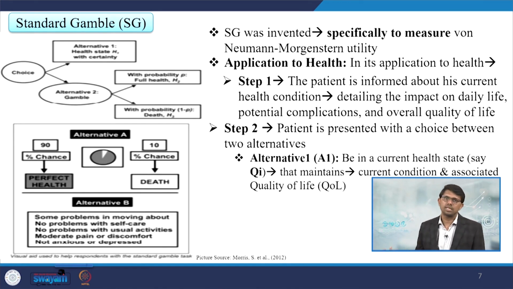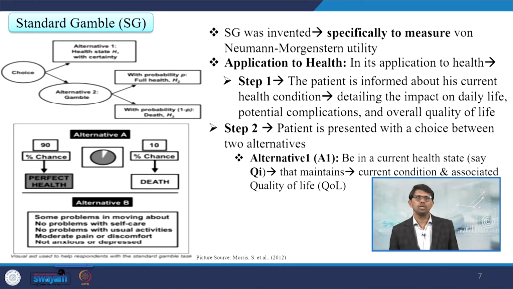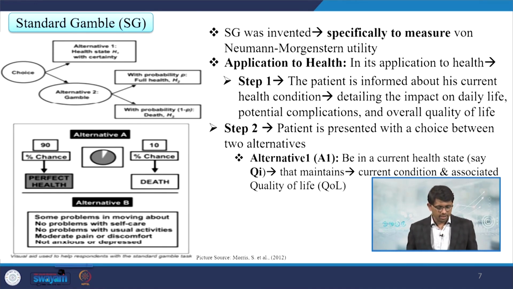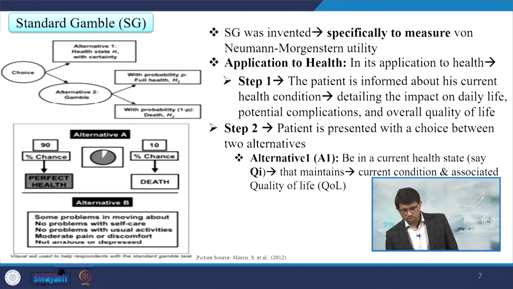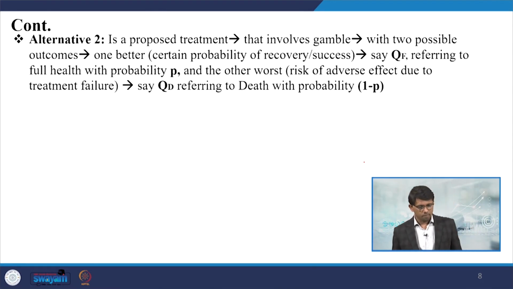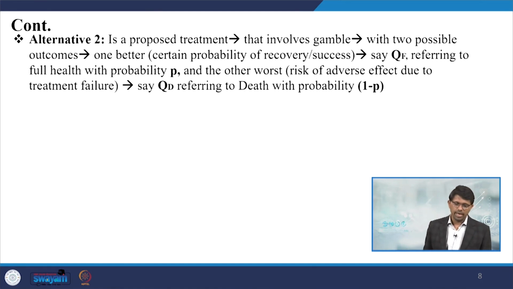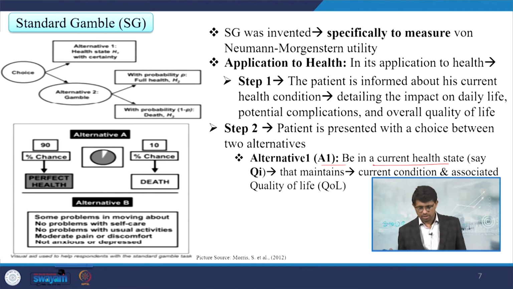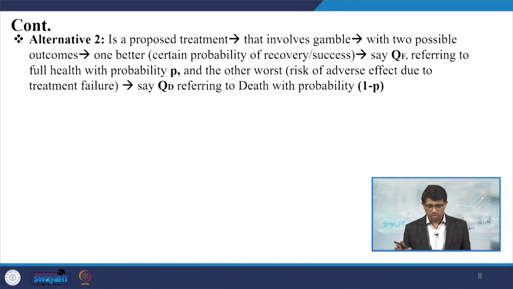In step 2, the patient is presented with a choice between two alternatives. Alternative 1 is to be in the current state, and you can also see it from the figure. So, be in the current state, that is the current condition associated with the quality of life, QL, and that is why we have mentioned it as A1, and I will also present the A2 case. Okay. So, in the alternative 2 case, first A1 we have just said is the current state.